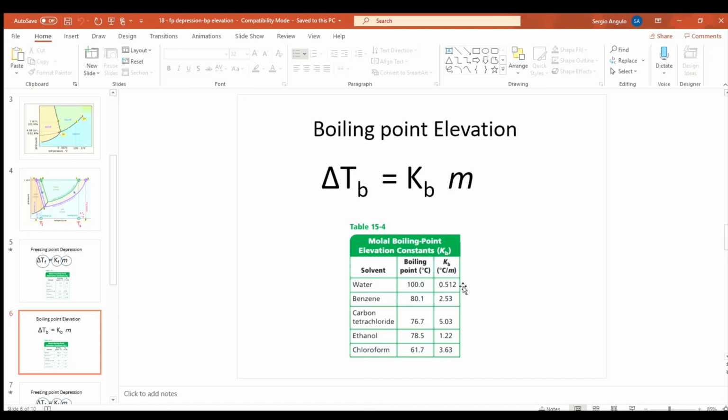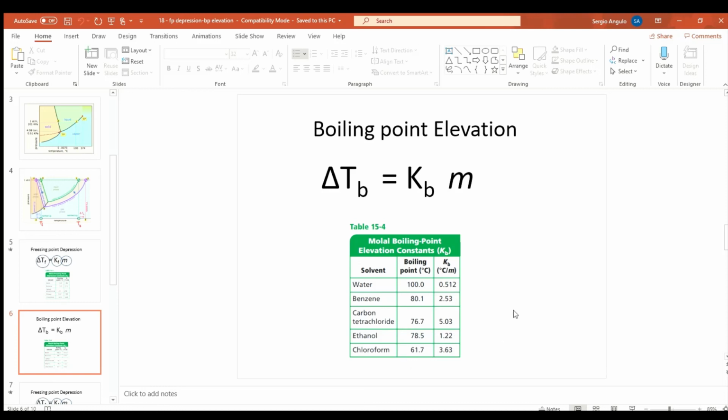Okay, and the units for these are degrees Celsius per molal, because if you take the KB in degrees Celsius per molal and multiply it by molality, or molal, the molal is going to cancel, giving you degrees Celsius as your answer. Okay, so it's these that you plug in. You do not plug in the boiling point.